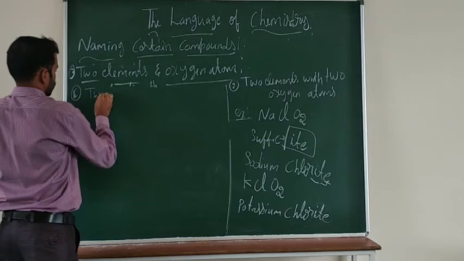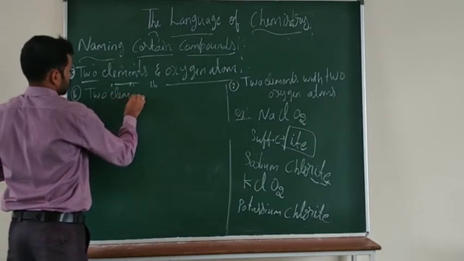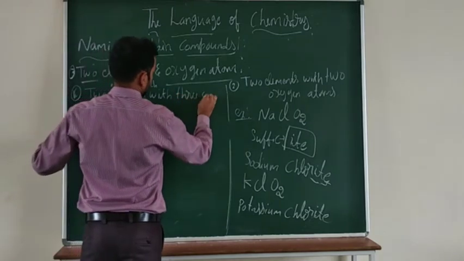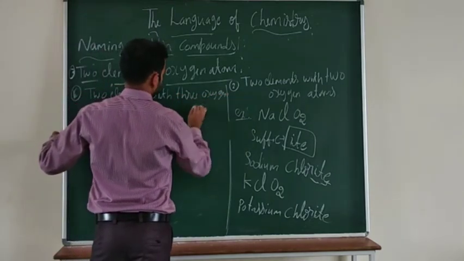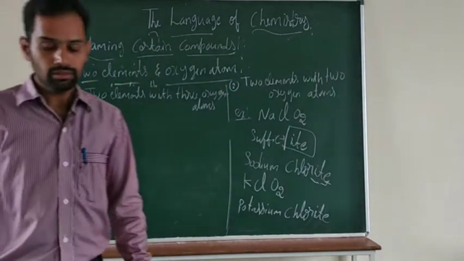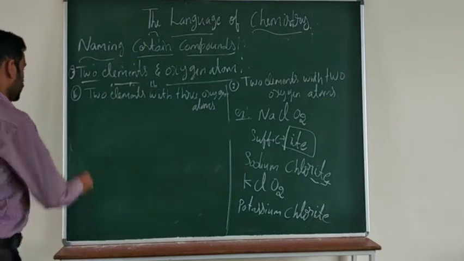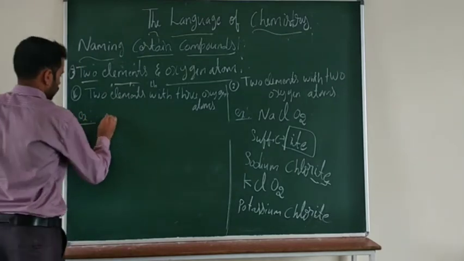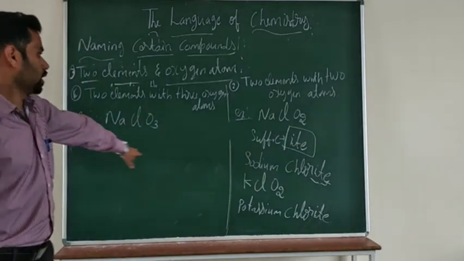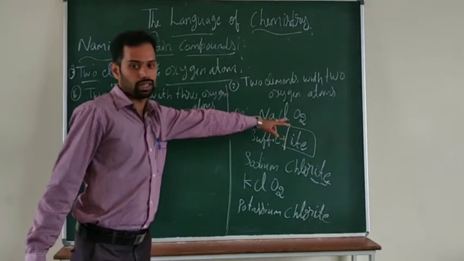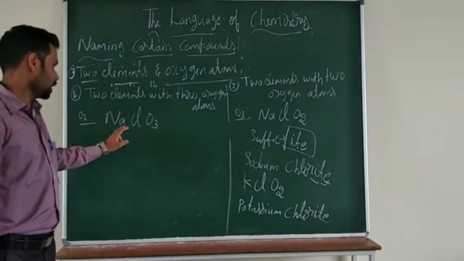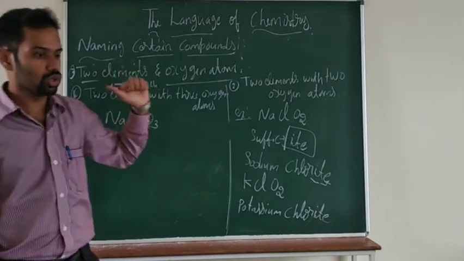See, two elements with three oxygen atoms. At that time, for example, NaClO3. Look at that. Here in ClO2, two elements with two oxygen atoms. Here two elements with three oxygen atoms. NaClO3. So how to name this compound?